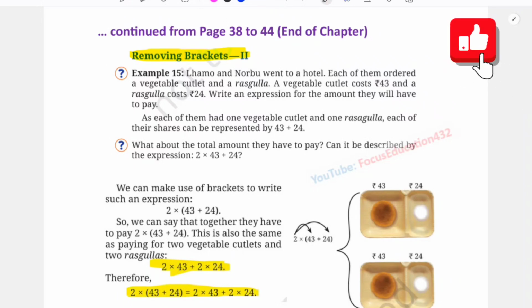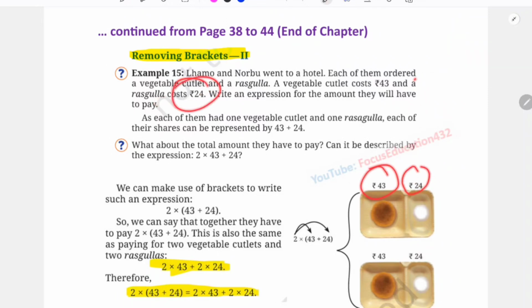So here an example is given. Lemo and Normo went to a hotel. Each of them ordered a vegetable cutlet and rasgulla. A vegetable cutlet costs 43 rupees and a rasgulla costs 24 rupees. How many people here? 2. Number of persons are 2. Each of them ordered one piece of each.